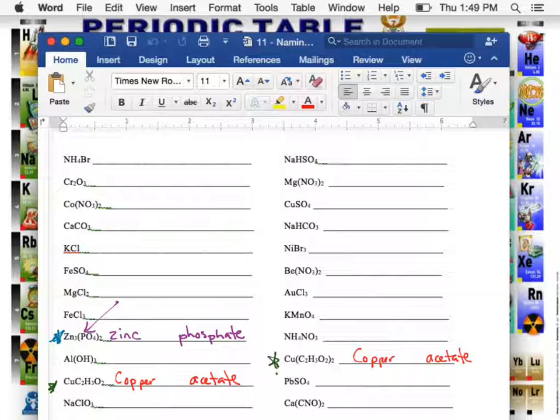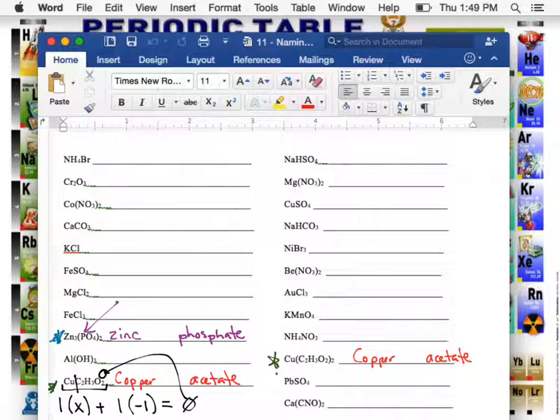How do I figure out what it is? We are required to know the charge on acetate. So if we broke this down, I have one copper, I don't know its charge, x, plus I have one acetate, I need to know its charge, which is -1. This must equal 0. How do I know it's 0? The upper right hand corner has nothing written. I now solve for x. What is x? 1. And that becomes copper 1 acetate. Make sense? No, that's okay.